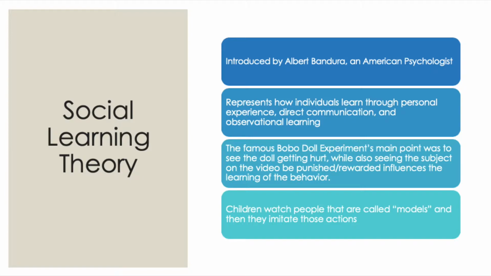The famous Bobo doll experiment is used to make a statement about learning. Its main point was to see the doll getting hurt while also seeing the subject on the video be punished or rewarded, and how that influences the learning of a behavior. Ultimately, children watch people that are called models and they imitate those actions.